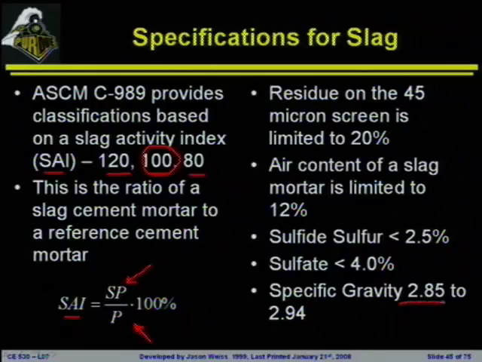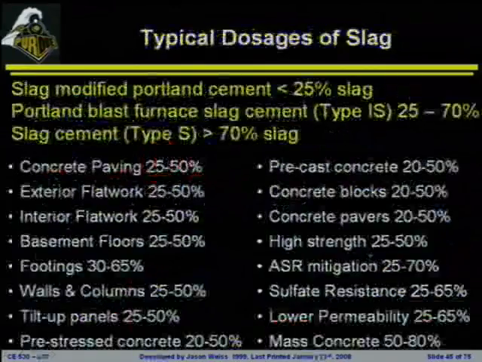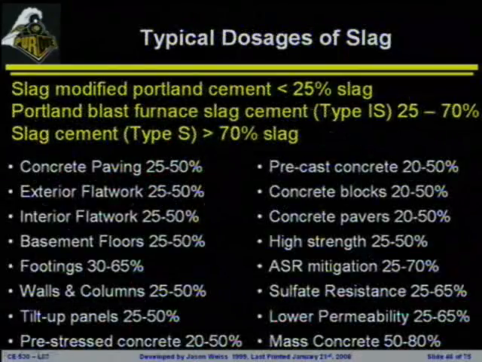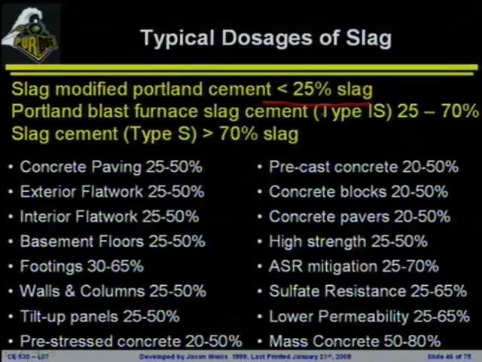Specific gravity for these materials is slightly different than Portland cement, but you'll notice it's not that far off, 2.85 to 2.9, where we know our ordinary Portland cement has a specific gravity of 3.15. Okay. Typical dosage rates for slag, as I mentioned before, 25 to 50% will be somewhat typical.